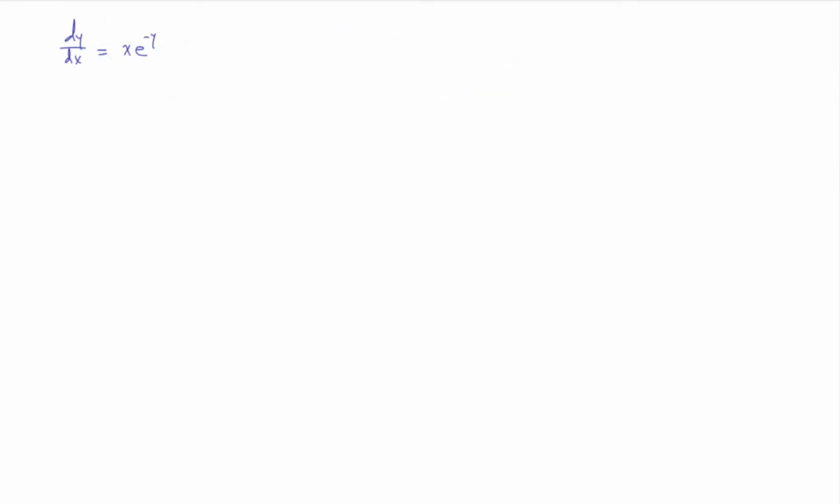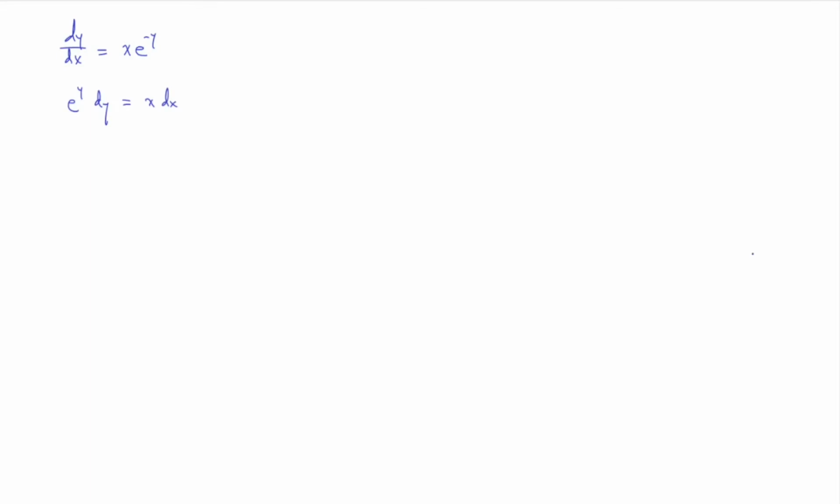Okay, you try this one. See if you can solve this differential equation: dy dx equals x e to the negative y. It'll help to remember what e to the negative y means. E to the negative y is the same thing as 1 over e to the y. So take a moment. See if you can work this out. Pause the video. When you're ready, start it back up.